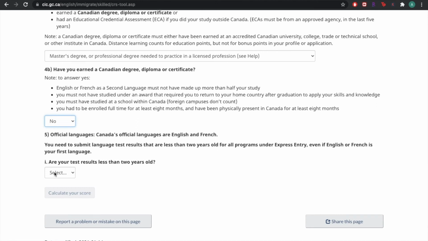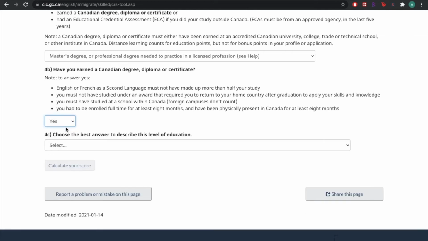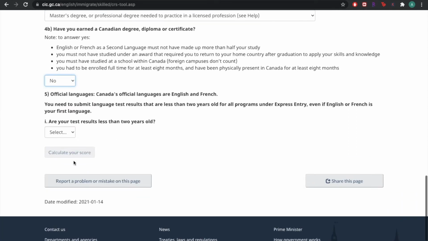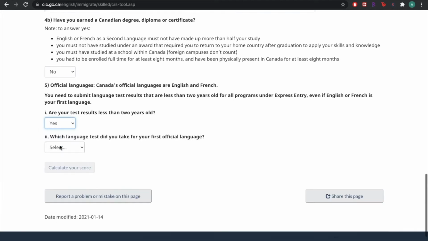You see, here it says, have you earned a Canadian degree or certificate? When we pick no, we didn't get 4C. If I pick yes, 4C is going to pop up. So let's go back to no. Then it says that their official language test is less than 2 years old. The answer would be yes.